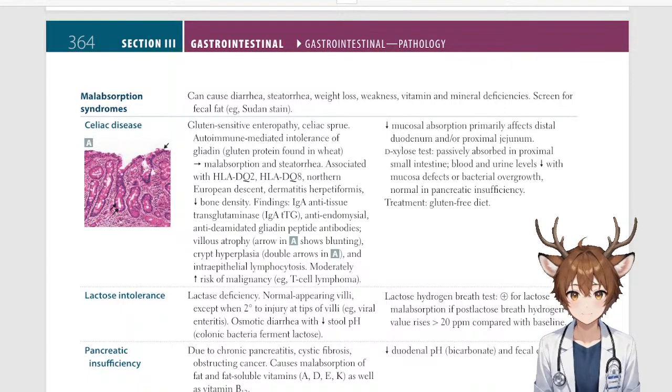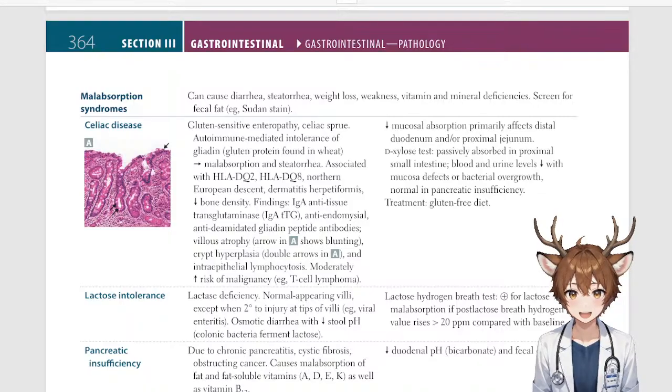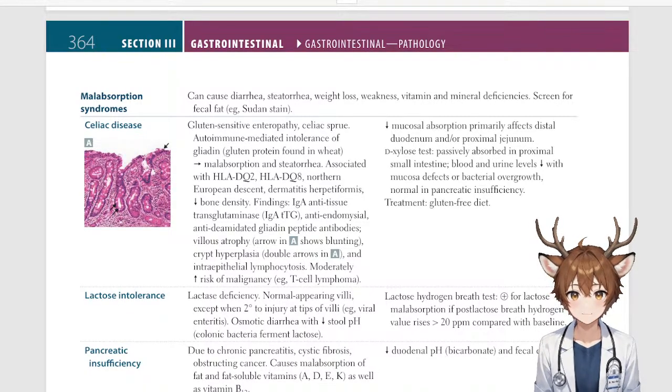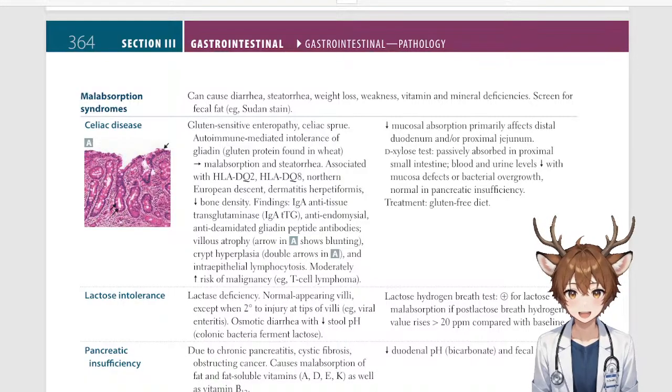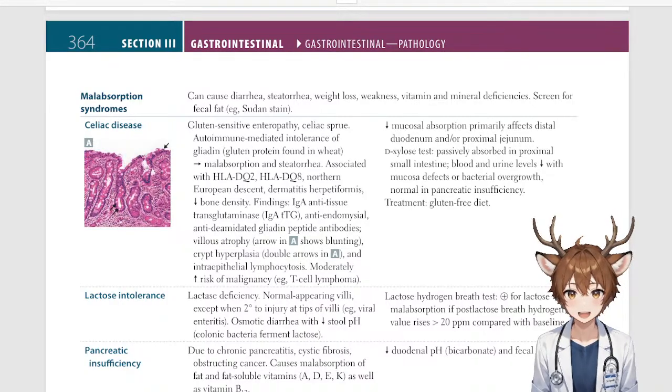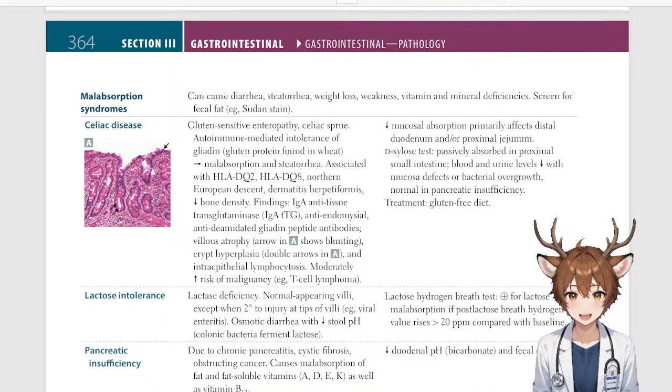malabsorption syndromes can cause diarrhea, steatorrhea, weight loss, weakness, vitamin and mineral deficiencies. Screen for fecal fat, for example, using a Sudan stain. Celiac disease, also called gluten-sensitive enteropathy. Well, I certainly don't call it that, but whatever. Or celiac sprue.